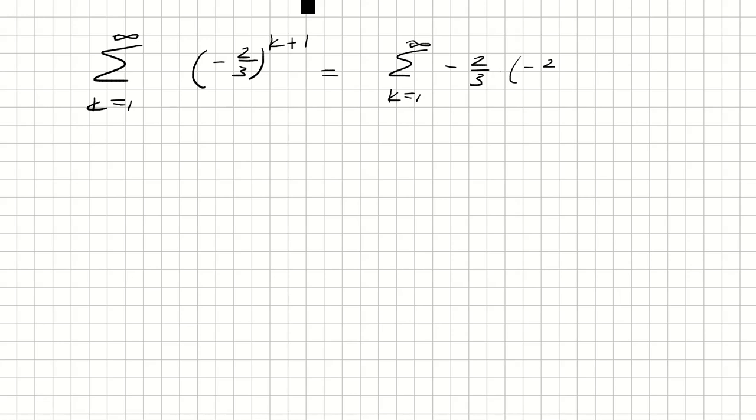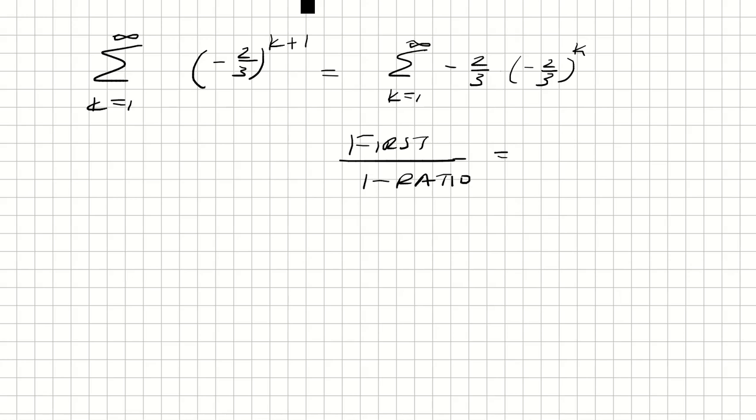The last one we have is a sum from k equals 1 to infinity of negative 2 thirds raised to the k plus 1 power. I'm just going to rewrite this as the sum from k equals 1 to infinity of negative 2 thirds times negative 2 thirds to the k power. This is a geometric series where the ratio is between negative 1 and 1, so this is going to converge. So the formula is the first term over 1 minus the ratio.